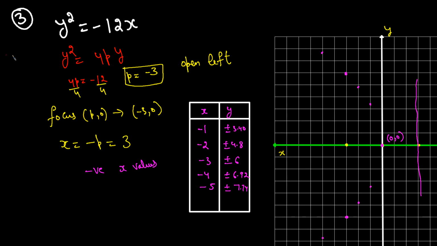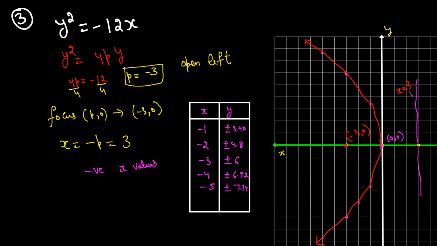So now we're going to connect those points to find our parabola. So let's join those points, and that will be the parabola. And you see it's opening to the left, and this was our focus, which is negative 3 comma 0, and the directrix is x is equal to 3.